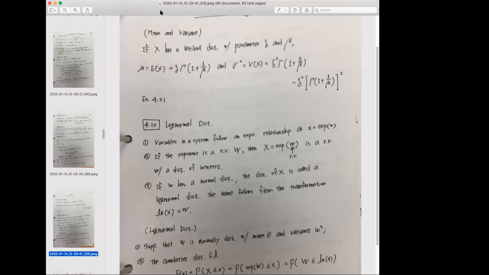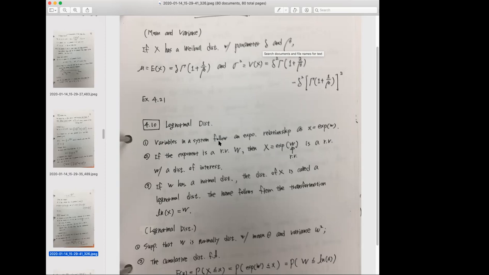In this video, I'm going to cover sections 4.10 and 4.11. So here, 4.10 introduces the Lognormal distribution. So what is a Lognormal distribution? The Lognormal distribution is similar to the Weibull distribution we learned in 4.9, but it is a little bit easier regarding the computation.